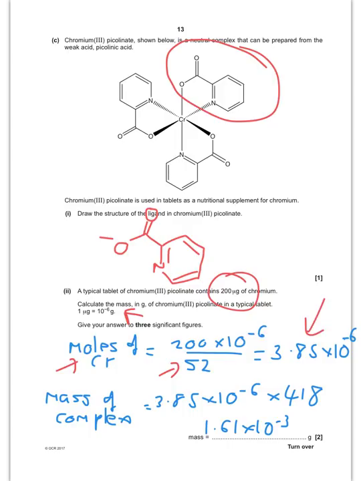Then for every one complex has got one chromium in, so that's the same as the number of moles of complex. Then just times it by the molar mass of the complex, which is probably the hardest thing to work out, easy to make a slip. And that gives you 1.61 times 10 to the minus 3 grams.